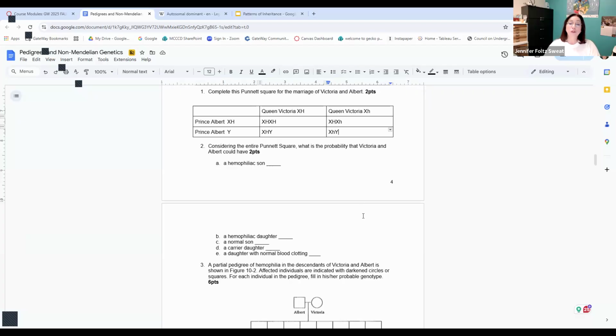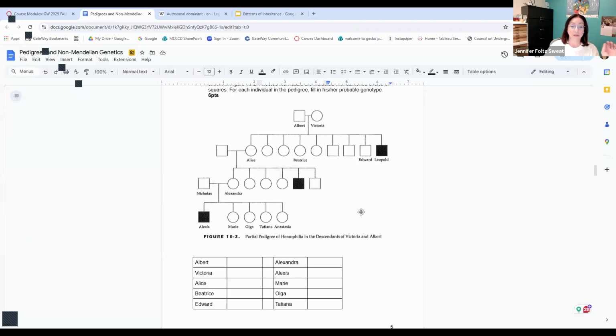Okay, so that is how you do sex-linked traits. Now, sex-linked traits are more common in males because they only have to have one recessive allele and they have the disorder, whereas females have to have two recessive alleles.